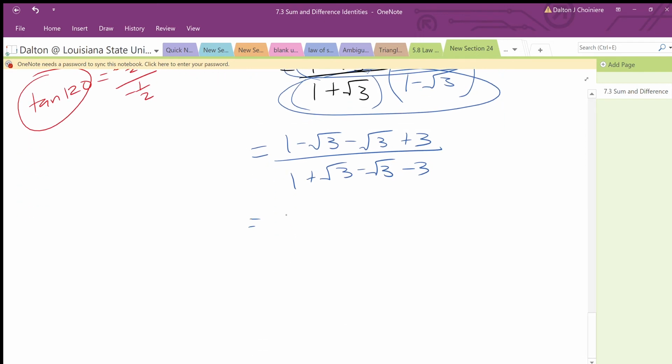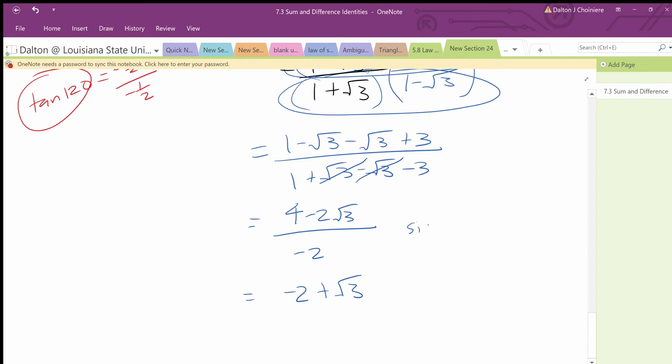So then in the numerator, I get 1 plus 3, which is 4, minus 2 square roots of 3. In the denominator, I get 1 minus 3, which is negative 2, and then 3 square root of 3 minus square root of 3 cancels. And then I can simplify one more time by dividing everything by negative 2, essentially. And then I get negative 2 plus the square root of 3, right?